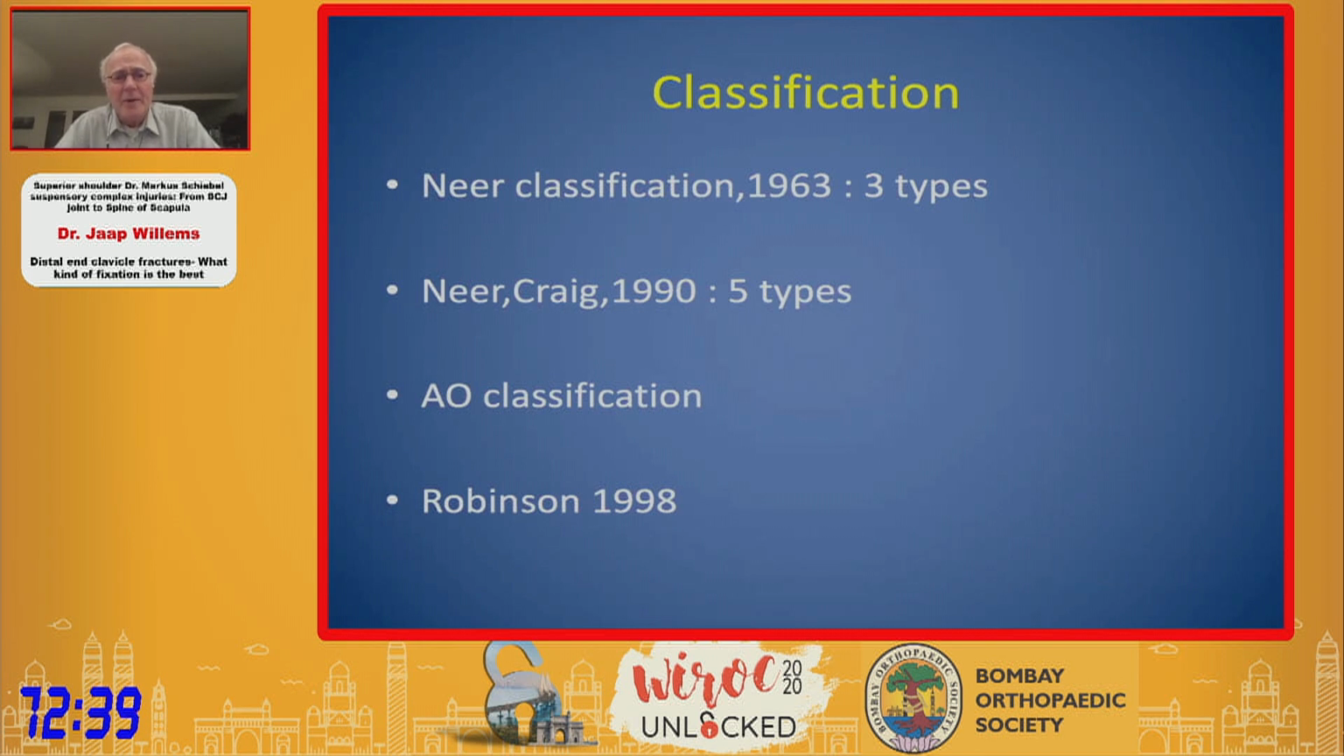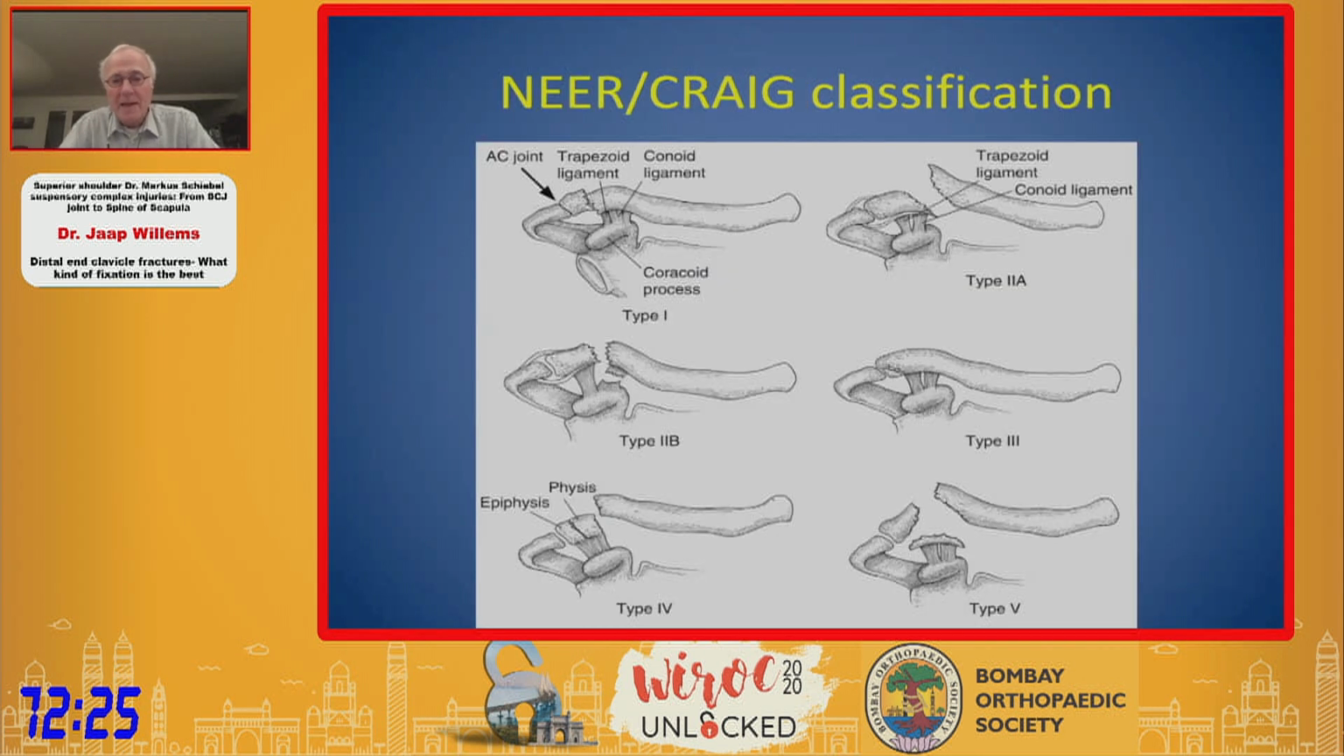We are familiar with the Neer classification. He developed a classification with 3 types. Craig adapted it and described 5 types. There is an AO classification, and Robinson also made a classification. It is the Neer-Craig classification that is mostly used.